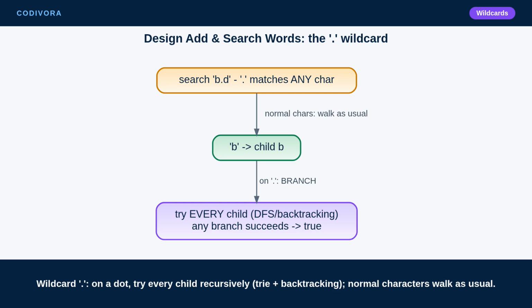The famous upgrade. Add and search words, where a dot matches any character. Normal characters walk normally. On a dot, you branch. Recursively try every child, and if any branch completes the word, return true. Notice what just happened. The trie combined with backtracking from a few videos ago. Worst case, the dots explode the search, and admitting that honestly, wildcards cost, everything else stays O of L, is exactly the right complexity answer.